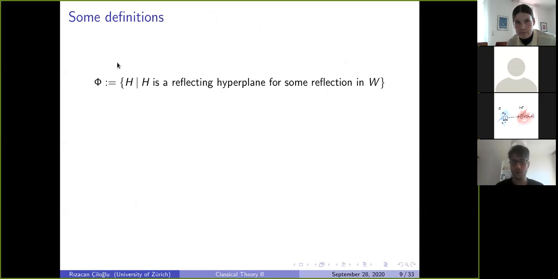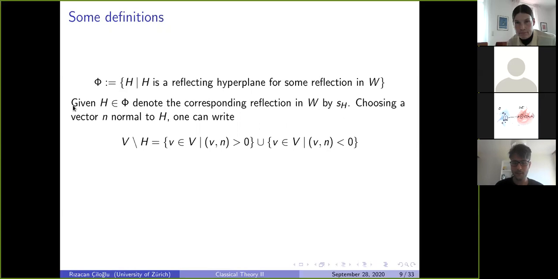So we will denote by Φ the collection of hyperplanes that correspond to a reflection in our affine reflection group. Given a hyperplane H from that collection, we will denote the corresponding reflection by S_H, like we did in the previous example, example one, of reflections of a line at the integral points. Choosing a vector N normal to H, we can write V minus H as the union of two sets: V inner product with N positive, and negative.